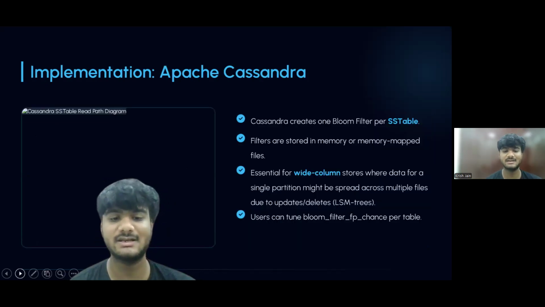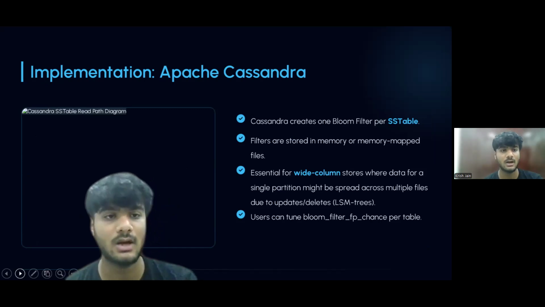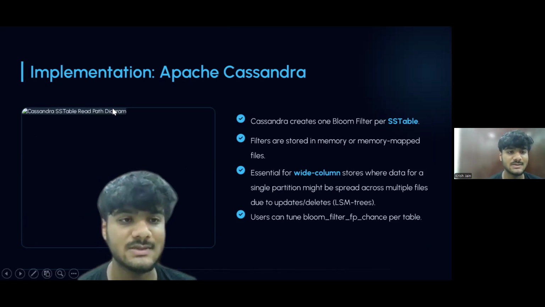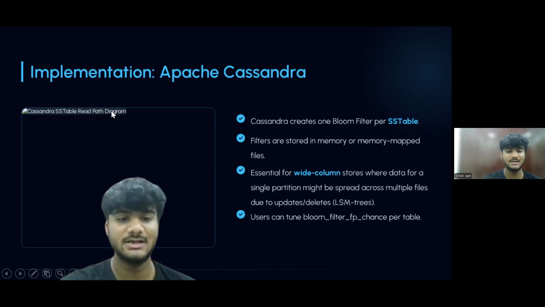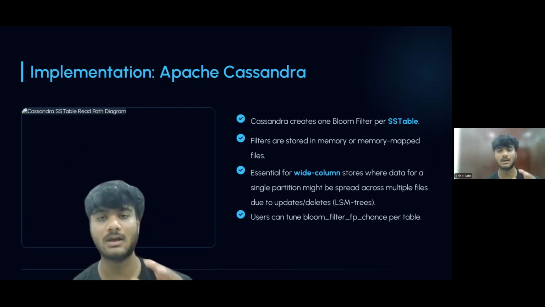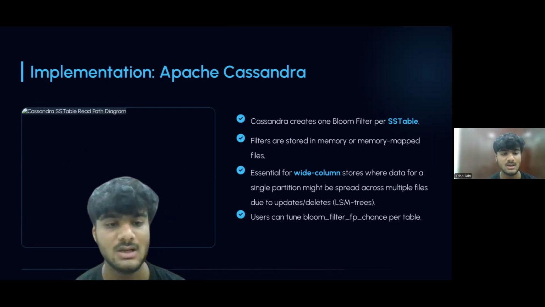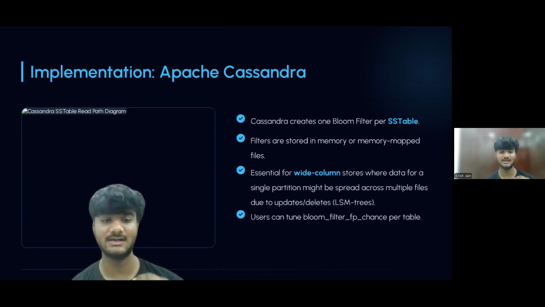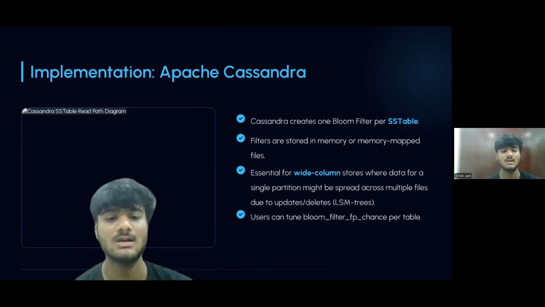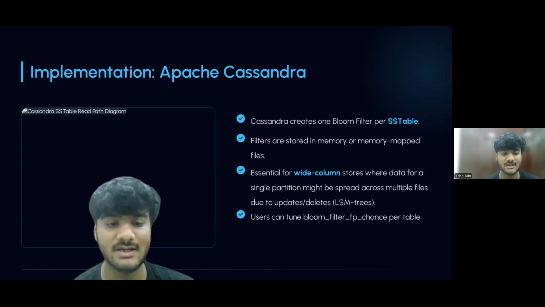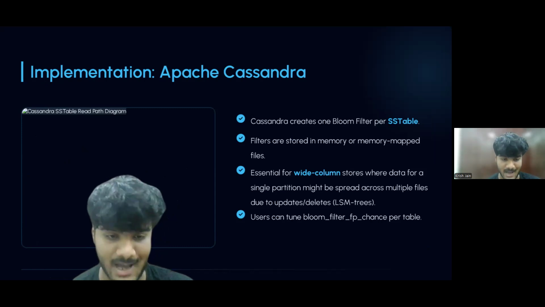The implementation in Apache Cassandra. I don't know what happened, this image is not coming. Let's continue. Now let's see how Cassandra uses Bloom filter. Cassandra creates one Bloom filter per SS table. These filters are stored in memory or memory mapped files.